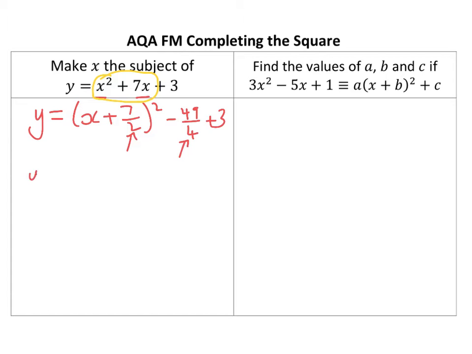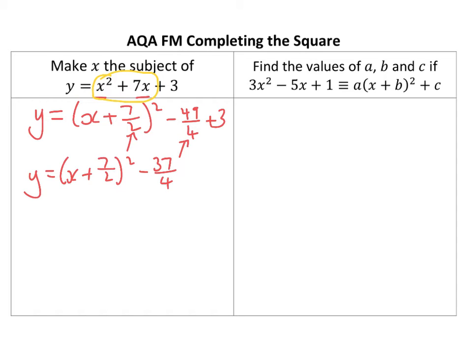We're then going to tidy that up. So let's have a look at 7/2 squared. Now, minus 49/4 plus 3 is going to be minus, is that 37/4, I think? Just going to check that on a calculator, actually. So 49/4. Oops, no. There we go. Yeah, absolutely.